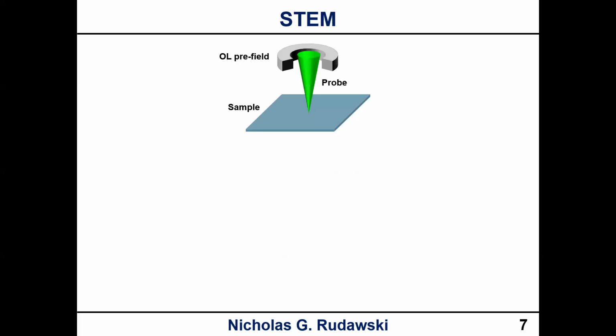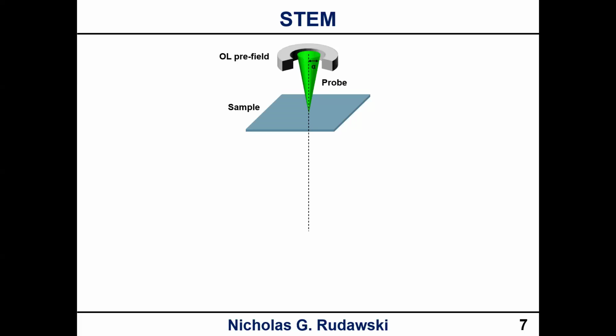Now if we look at the case of STEM, we're using the pre-field of the objective lens to focus the incident beam to a point on the sample, or what we call a probe. We characterize that probe primarily using what's called a semi-angle of convergence, alpha. This is a key parameter in any type of STEM imaging, as we're going to see today.